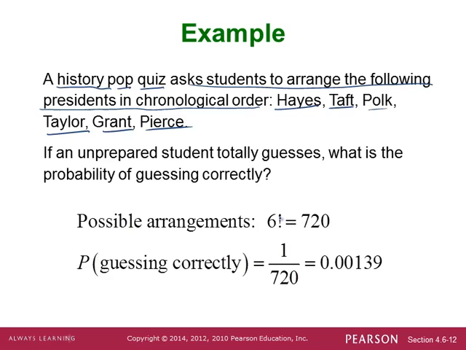In other words, there are 6 factorial ways of ordering the service of these 6 people as presidents of the United States. But there's only one correct ordering. So you have a 1 in 720 chance of actually getting the ordering correct. If you were to take 1 divided by 720, you would get 0.00139. So there's a very small probability of getting this pop quiz correct.